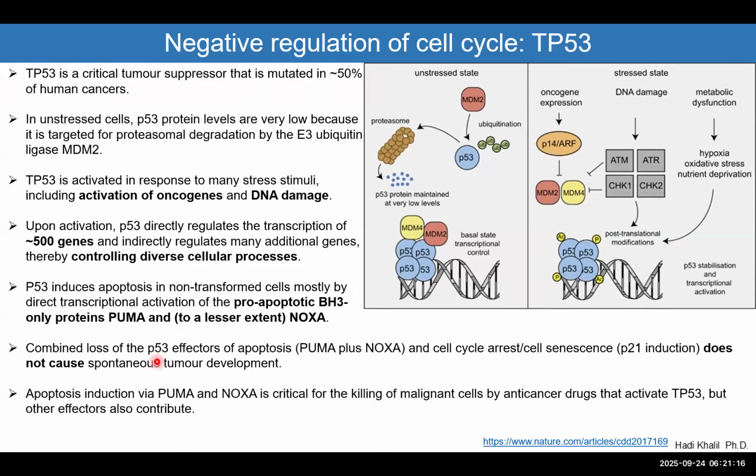Combined loss of the p53 effectors of apoptosis, Puma and Noxa, and of the cell cycle arrest effector p21 that I described in the previous slide, does not always cause tumor development. This is very important for you to understand: this is still an adaptive process. The cell is still trying to solve the issue and recover from that damage.